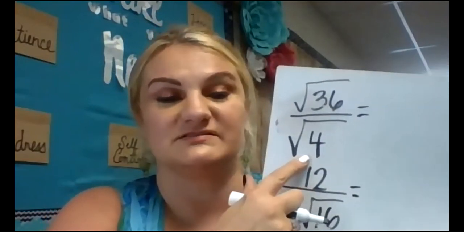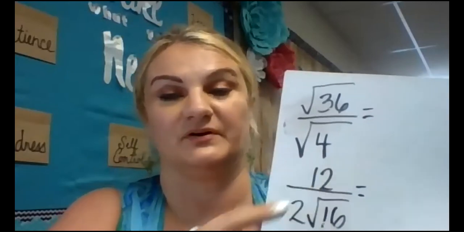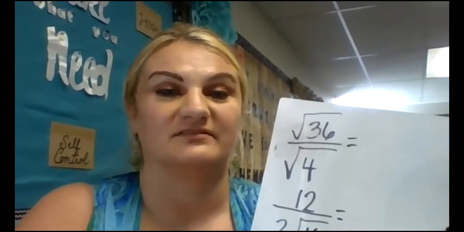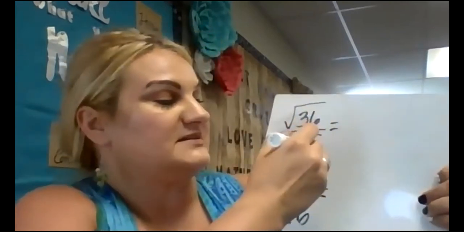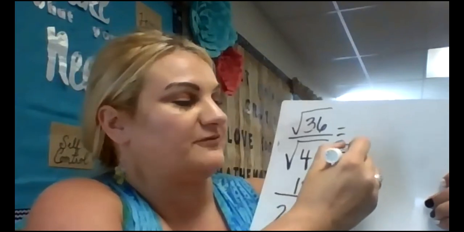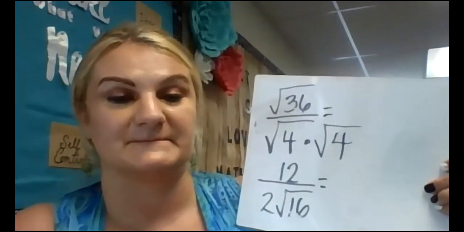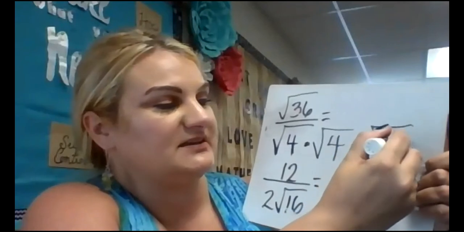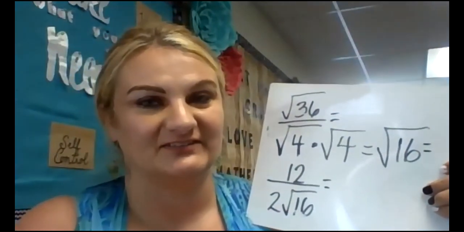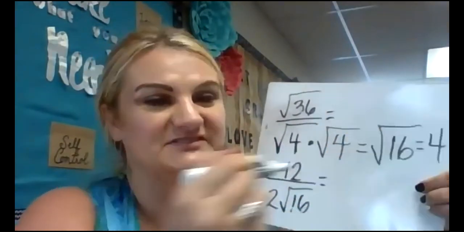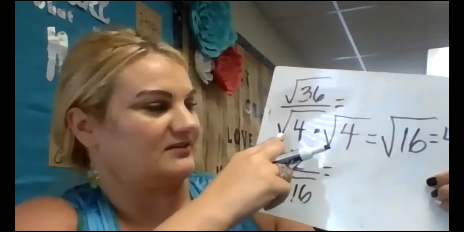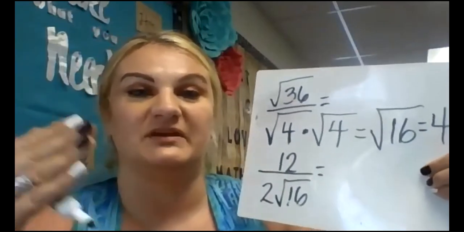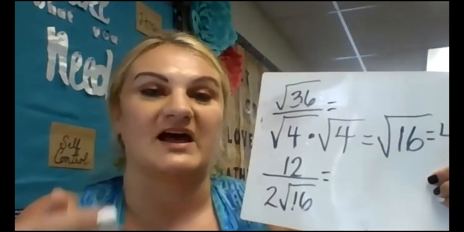How do I get this square root of 4 to be a whole number? Multiply it by itself. Dylan, why does multiplying a square root by itself give us a whole number? Look, 4 times 4 is the square root of 16. What is the square root of 16? 4. Do you see that? Basically, you just canceled the whole thing out. And that's what happens every single time it is a perfect square root. That's the point of rationalizing it.